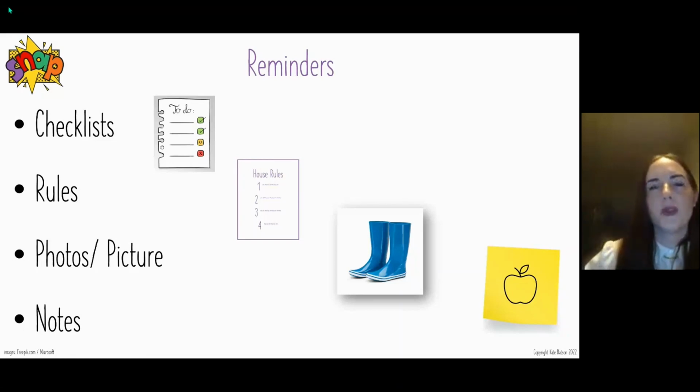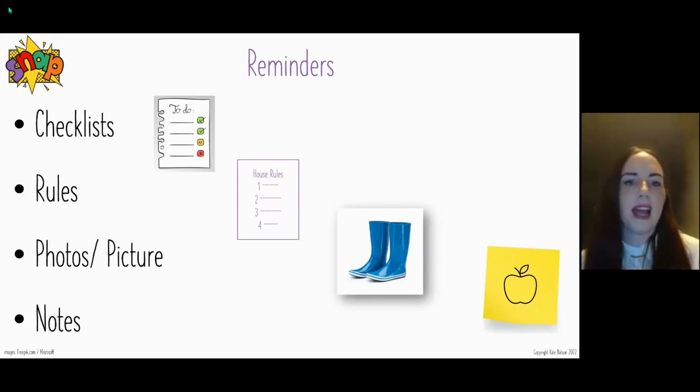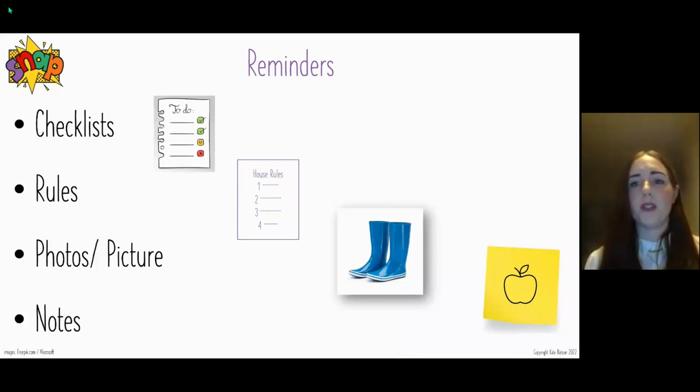You're often going to a classroom and see the classroom rules up on display, so we can use those. Things like having photo or picture reminders, don't forget your wellies when it's raining, and post-it notes can be really helpful, particularly as we're helping our children become independent. So we can write on there or have the images of what they need to do, and they can take that post-it note with them.